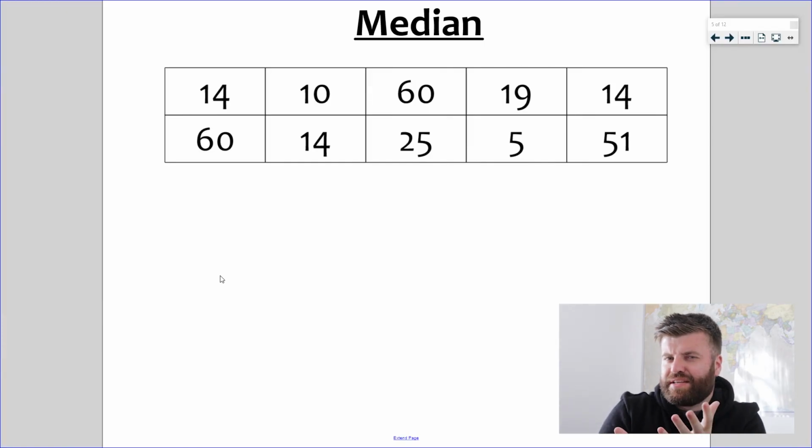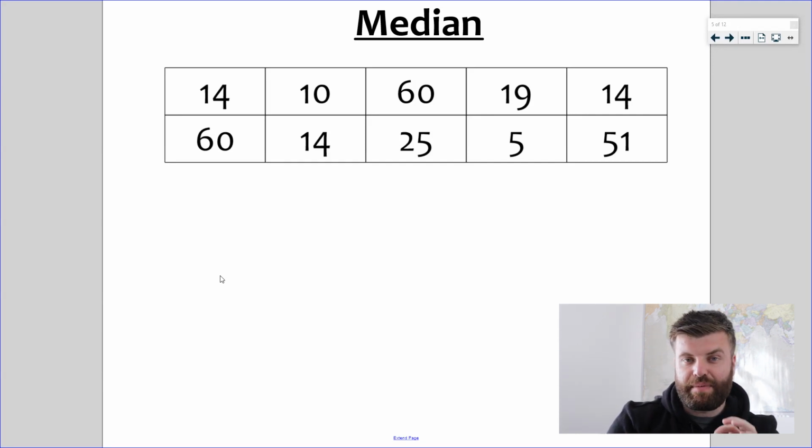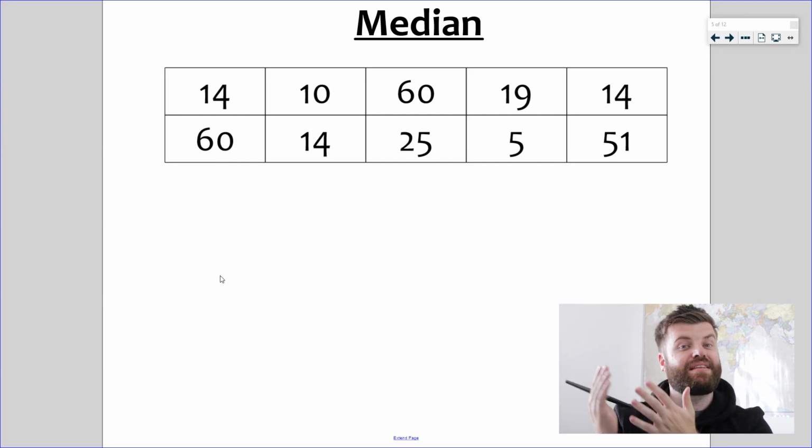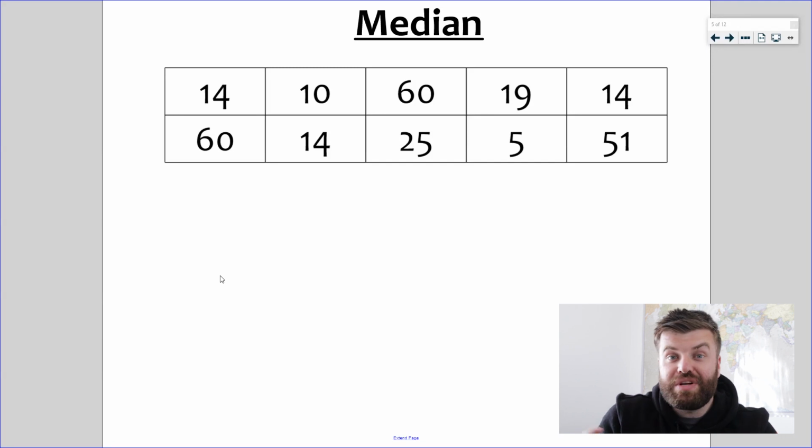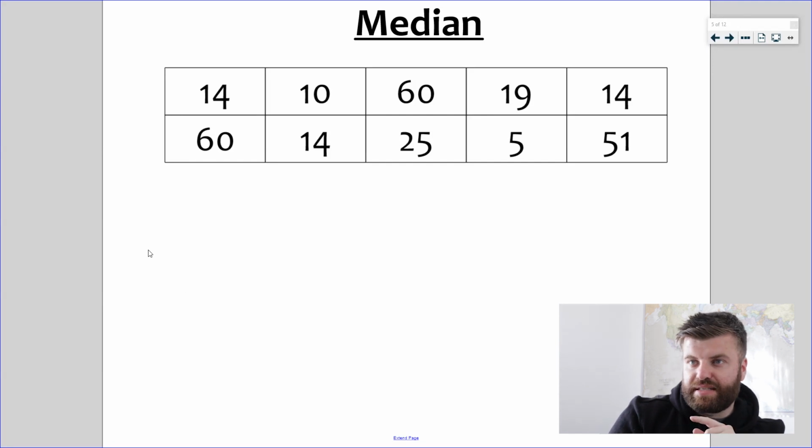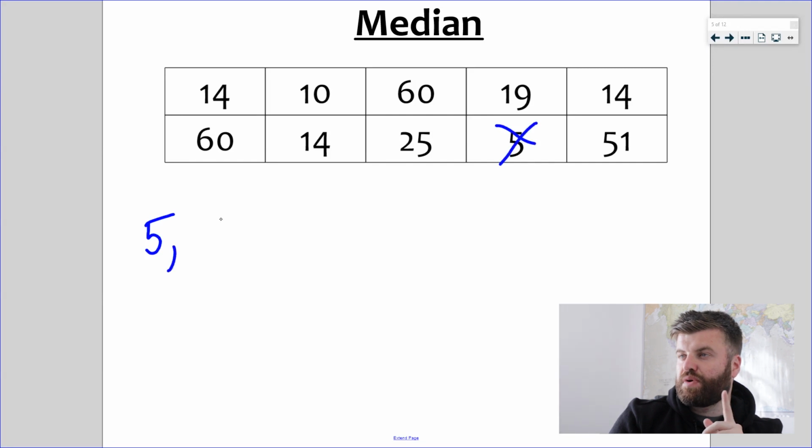How do you calculate the median of a set of data? Well, let's take a look. The first thing, step one, is to put your data in numerical order. Now that can be in ascending order or descending order, whichever you prefer. I'm going to put this data set into ascending order. So the lowest number in this data set is the 5. So I'm going to write down 5 and then cross it out. The next one, looking around, it's 10, good.